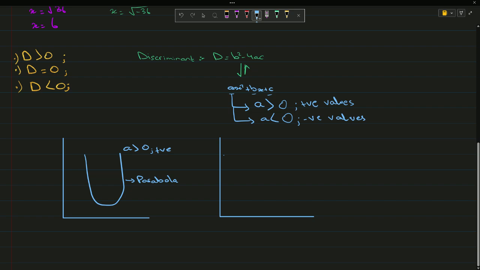Now, if it would be greater than 0, then the shape of the parabola would be smiley faced, or U-shaped, like a union sign, if you would remember the sign of union from sets in O levels. Smiley faced, U-shaped.